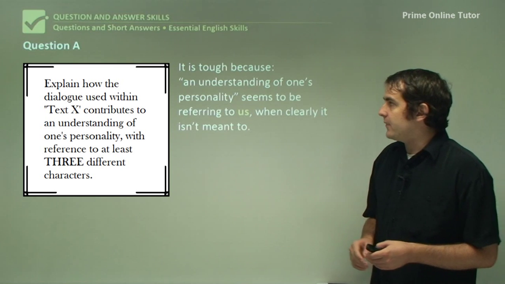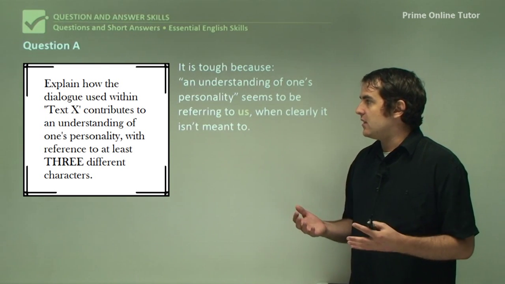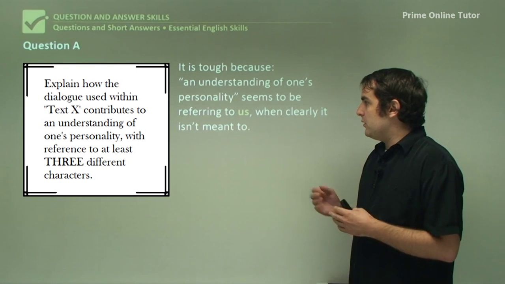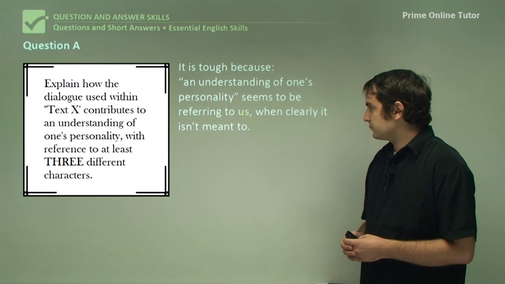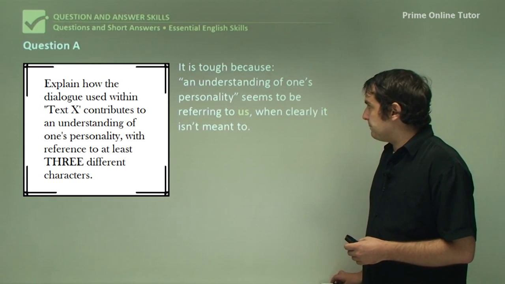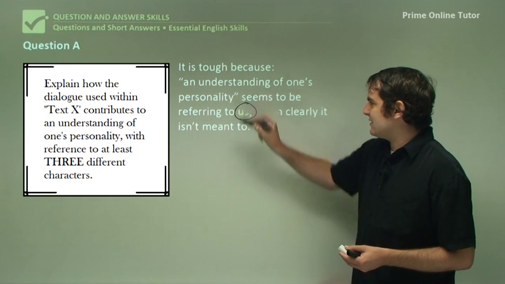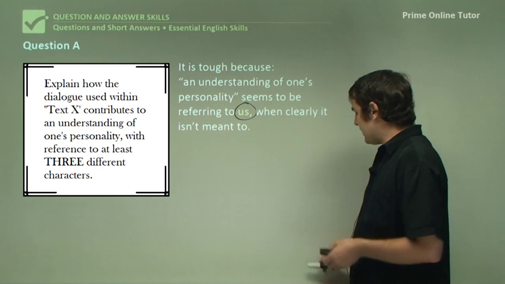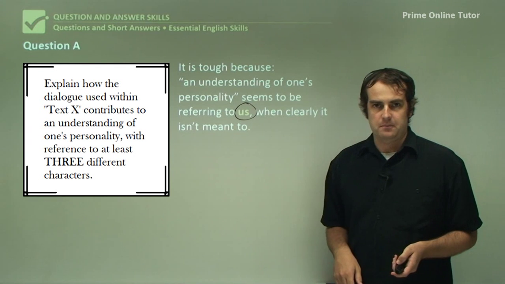So question A, and I'll read it out to you. It says, "Explain how the dialogue used within text X contributes to an understanding one's personality with reference to at least 3 different characters." Now, the problem with that is that the understanding of one's personality seems to be referring to us, which we don't want it to be doing. Now, when we're saying referring to us, the question's not referring to us directly, and it's clearly not meant to.